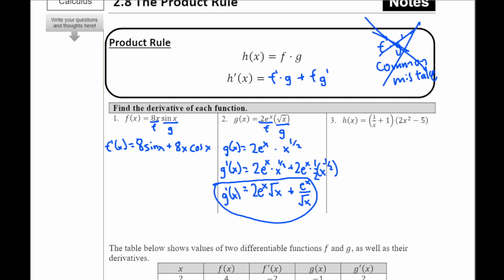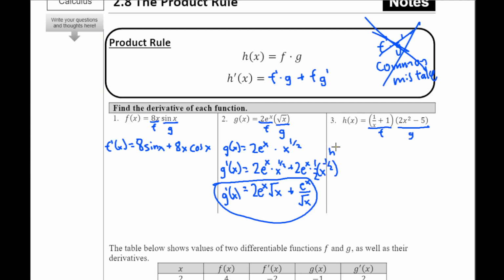Again, this is good practice just to get comfortable switching back and forth between radicals and exponents, because this is a skill you're going to need. So for this one right here, this is an f, and that's the g.